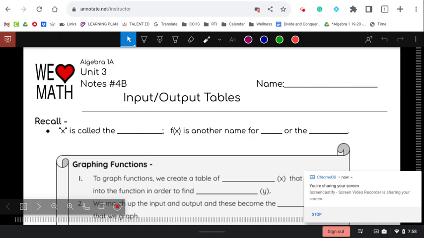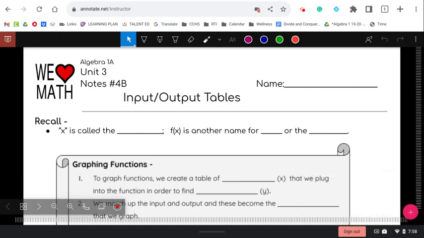Okay, good morning, you guys. This is a notes and continuation over input and output tables, what you guys covered yesterday. So we're going to go over a little bit of it again, and then we're going to do some more practice just so that you guys have a good understanding of it.